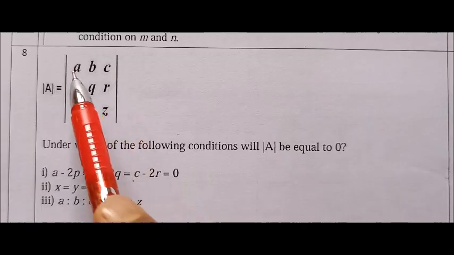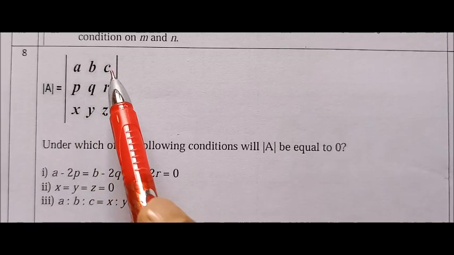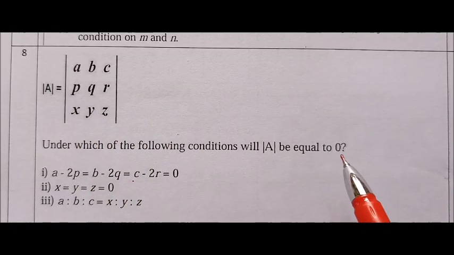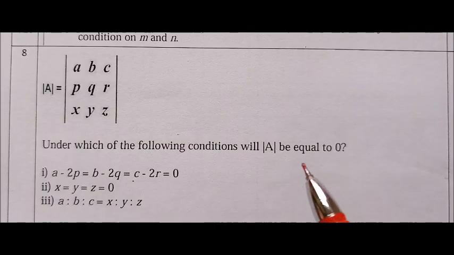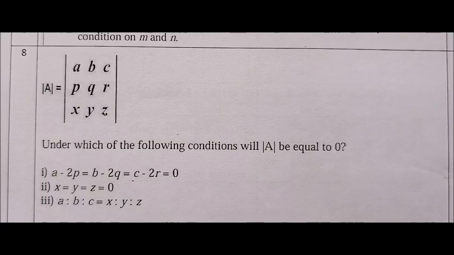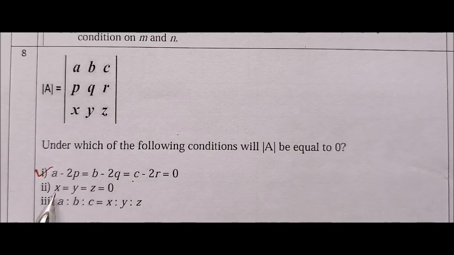In that case this entire first row will be 0, so the value of the determinant will be 0, because value of a determinant is 0 if entire row or entire column is 0. So this condition is true. Secondly, if x, y, z, this third row is 0, then this is also true.